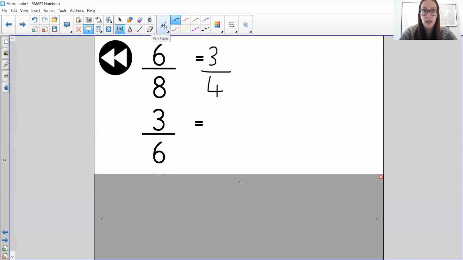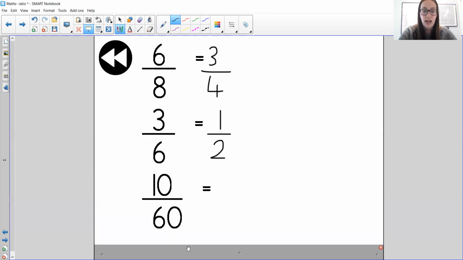Can we simplify it? Well, they're not both even, so I can't divide them both by 2, but 3 is a common factor. So this is the same as 1/2 if I divide them both by 3. Now you can see that because 3 is half of 6. The last one then, 10/60. Can we simplify it? Yes, we can. What can we divide both these numbers by? We can divide them both by 10, which would be 1/6. Brilliant, well done. Hopefully you remembered that from the fractions.